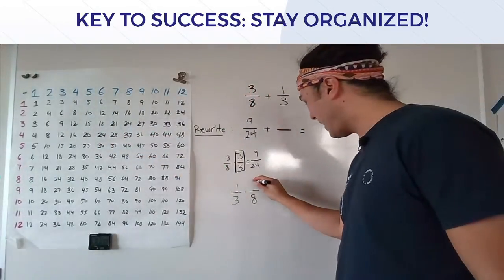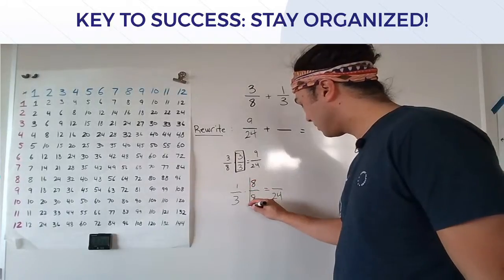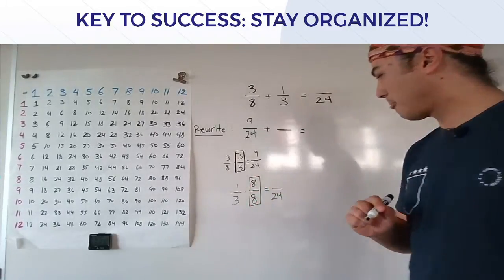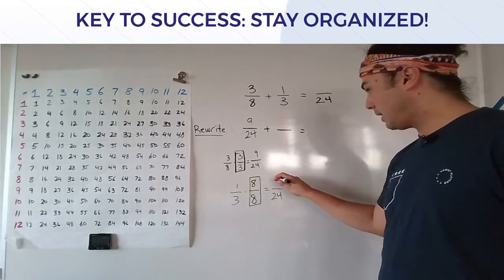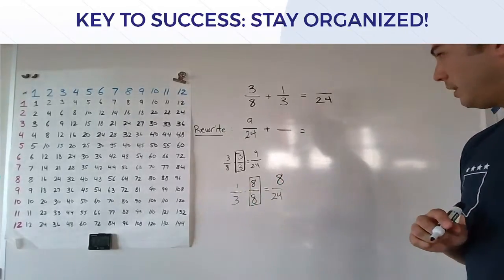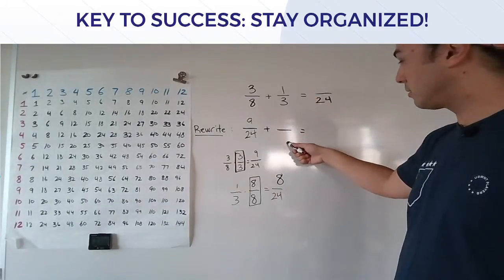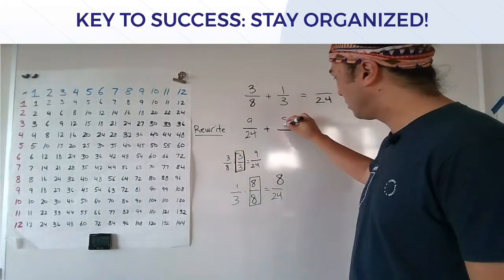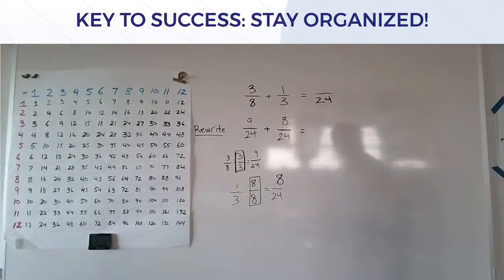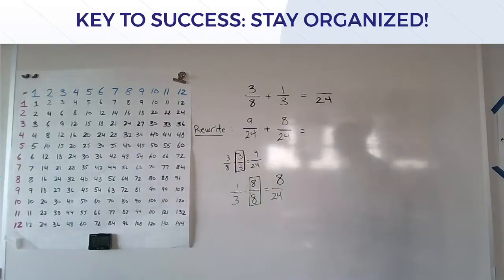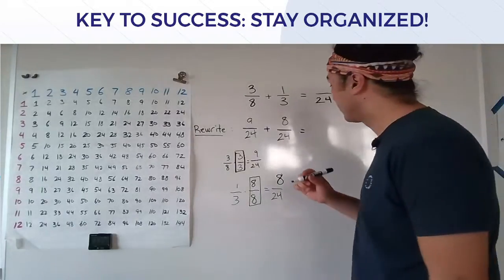So we're going to use 8/8 as our equivalent of 1 here. 3 times 8 is 24. 1 times 8 is 8. Okay, so now we know 1/3, go straight down, is equivalent to 8/24. And now we can add them up.